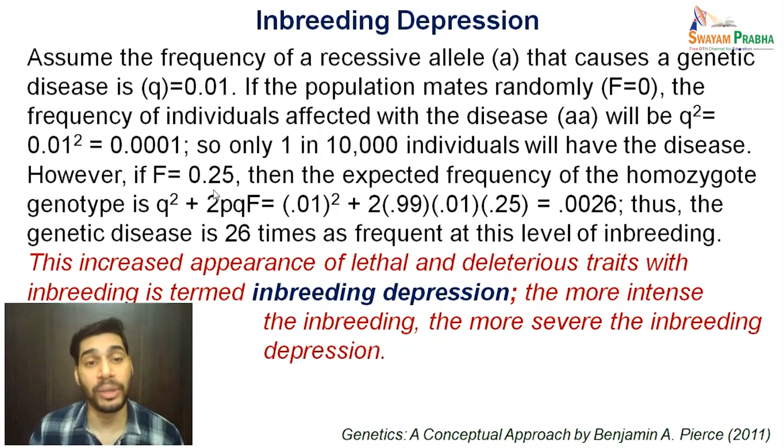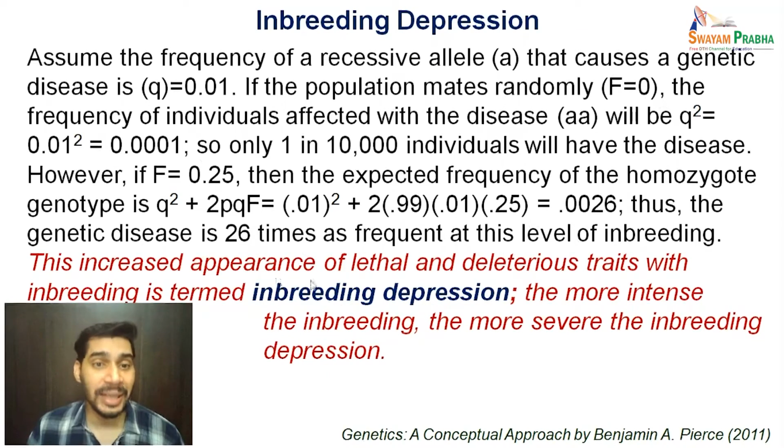However, if F equals 0.25, then the expected frequency of the homozygote genotype is q squared plus 2pqF, as we just discussed in the previous slide, and this value comes out to be 0.0026. Thus, the genetic disease is 26 times as frequent at this level of inbreeding. So you can just see, if the inbreeding coefficient changes from 0.0 to 0.25, this disease has become 26 times as frequent as in the condition where inbreeding is not there.